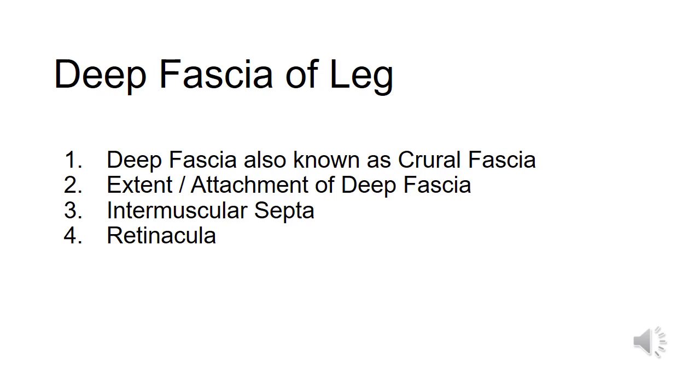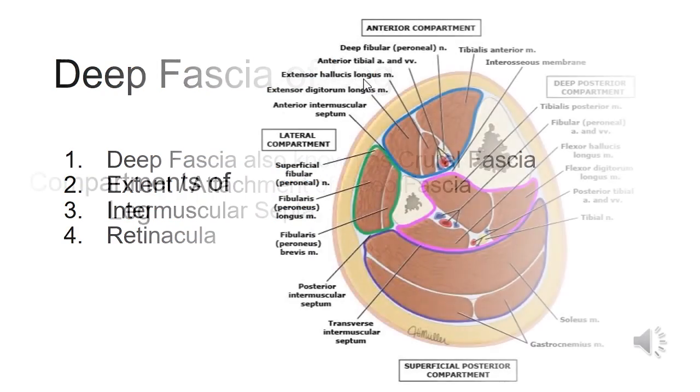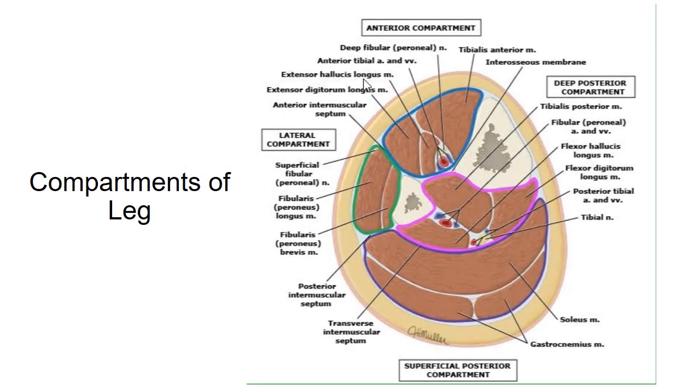Now, we'll talk about compartments of the leg. This is an image showing a transverse section of the leg and compartments of leg. This is tibia, which is medial bone of the leg. This is medial border of medial surface of tibia, which is subcutaneous. This is fibula. This is interosseous membrane, which connects these two bones.